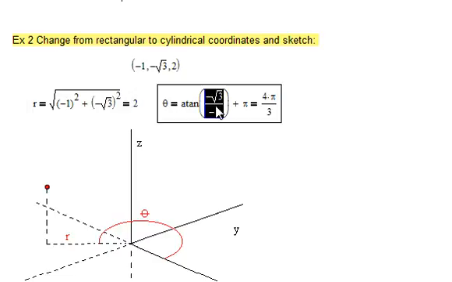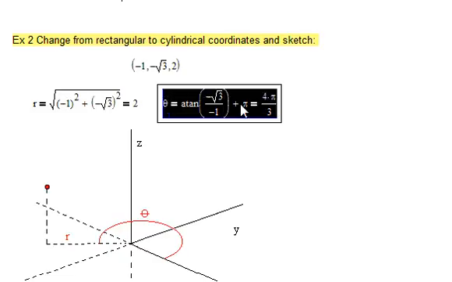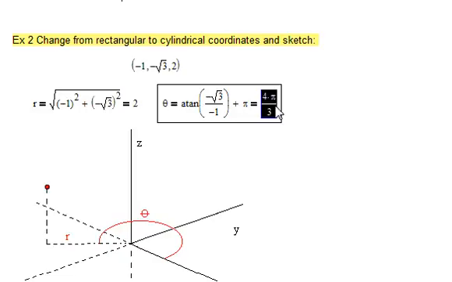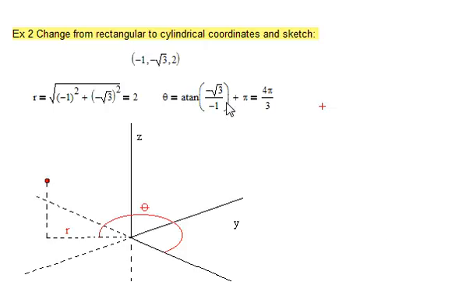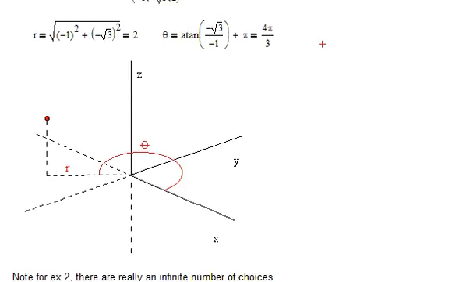But they're both negative, so we know it's in quadrant 3. And recall, arctangent only gives us values in quadrants 1 and 4. This has to be in quadrant 3, so we have to add pi. And so we add pi and get 4 pi over 3. And of course the z is still 2, same as before.